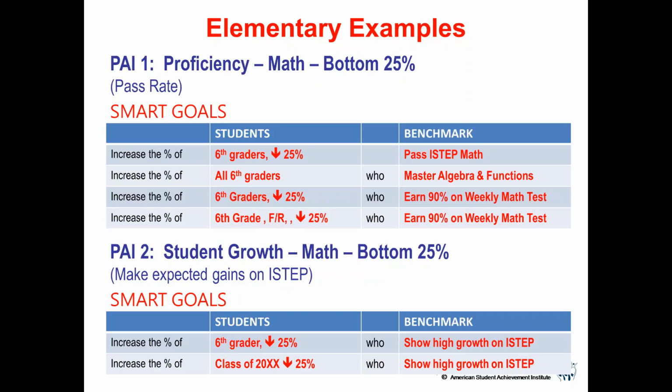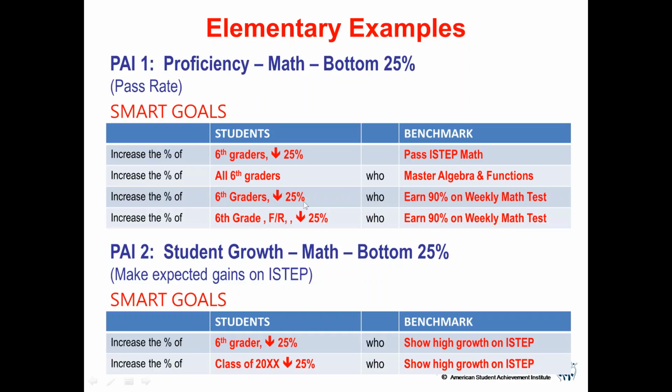But you can see, here's one: increase the percentage of sixth graders in the bottom 25% who have earned a 90% on this math test. And then as this school further looked at the data, they discovered that they had an achievement gap with their free and reduced lunch kids. So they also are going to go a little bit further and say increase the percentage of sixth grade free and reduced in the bottom 25% who earn a 90% on the weekly math test. Now, let me tell you why this is important.